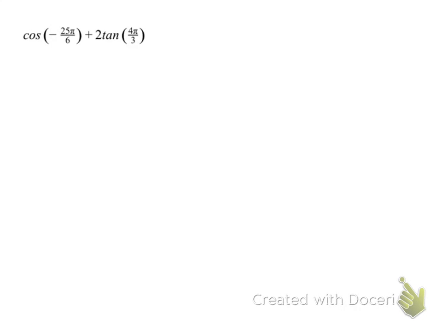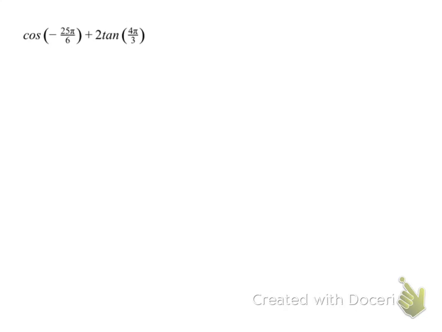Lesson 39, day 2. For day 2, I want you to start off with this problem here, and I want you to evaluate this problem. And then we'll come together and work it out. So, cosine negative 25 pi over 6. Do I like that? Do I want to change that?